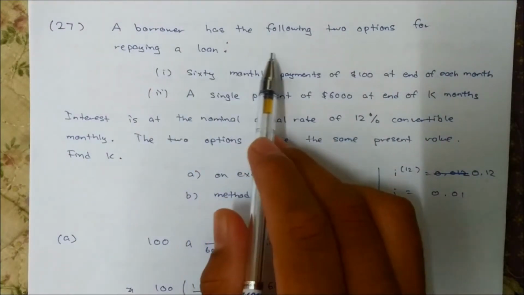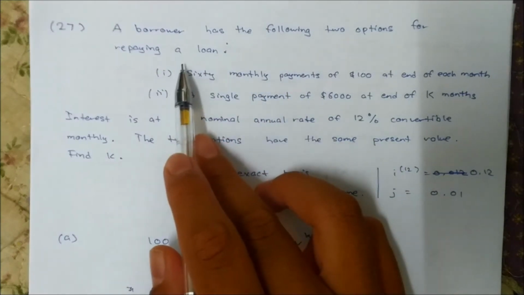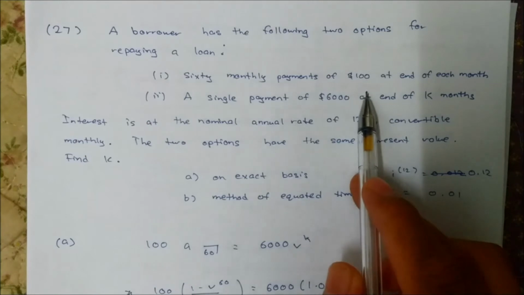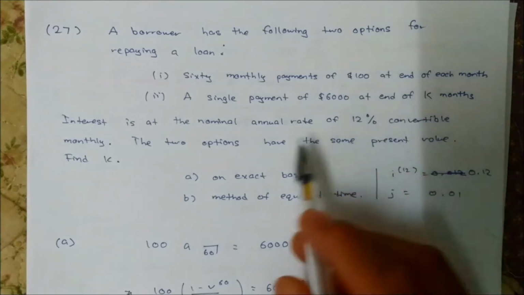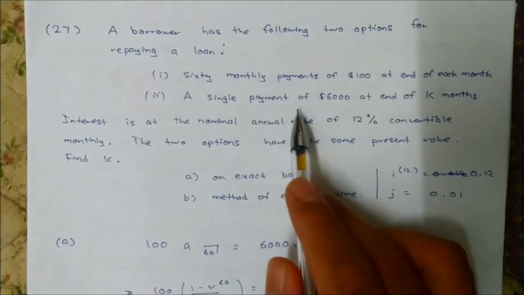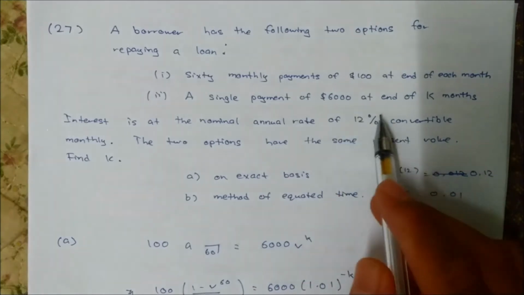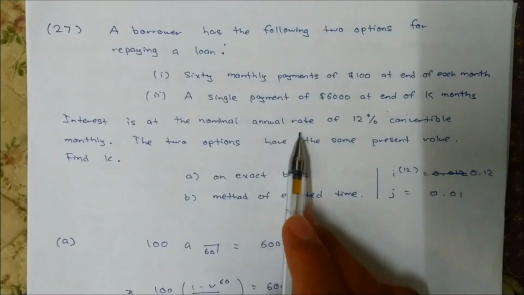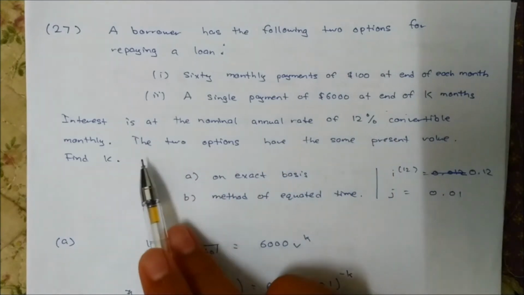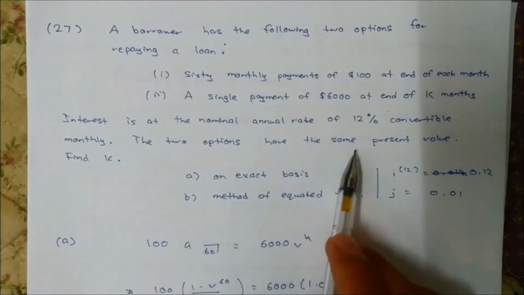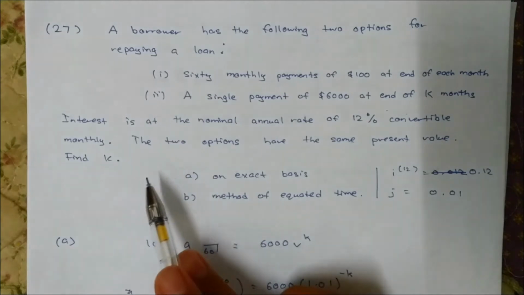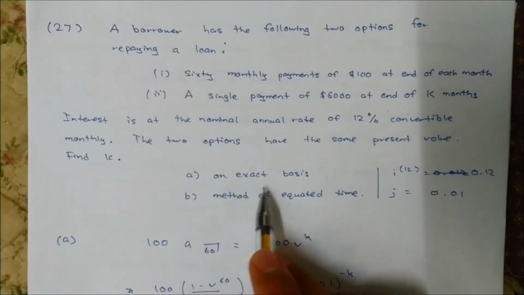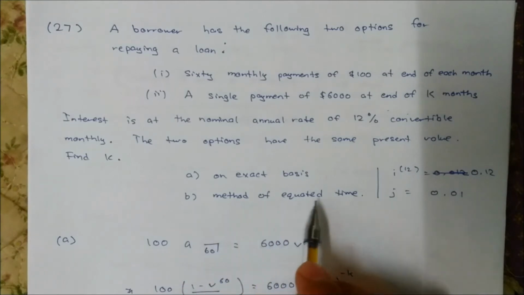Next, a borrower has the following two options for repaying a loan. Option 1: 60 monthly payments of $400 at the end of each month, or option 2: a single payment of $6,000 at the end of K months. Interest is at the nominal annual rate of 12% convertible monthly. The two options have the same present value. Find K with two methods, which are A, an exact basis, and B, method of equated time.